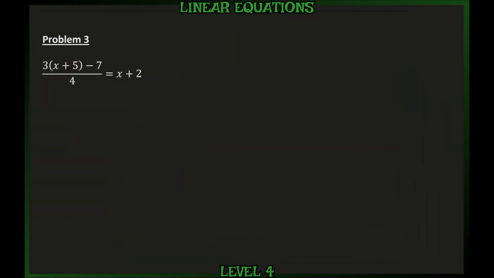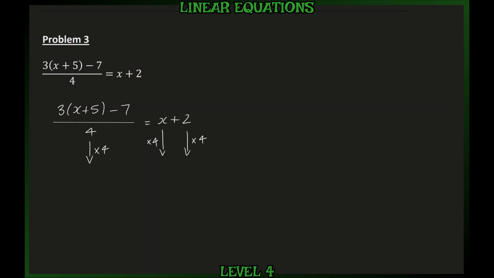In problem 3, we're solving the equation 3 multiplied by (x plus 5) minus 7, all over 4, is equal to x plus 2. Now on the left hand side of the equation we've got a fraction, so the first thing we'd like to do is remove the 4 from the denominator, and we can do this by multiplying this side by 4. Now when we multiply by 4 we need to ensure that everything gets multiplied by 4, and that means that x is multiplied by 4 and that the 2 is also multiplied by 4.